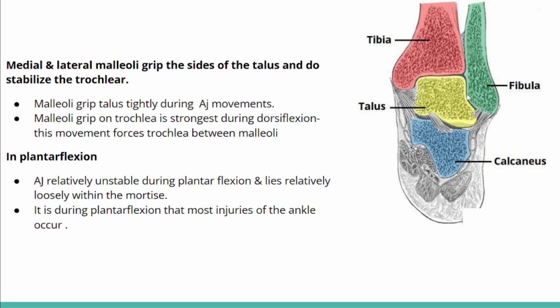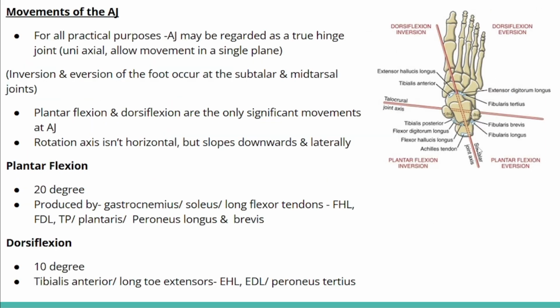That is why when it comes to ankle joint injuries, the injuries most commonly happen during the plantar flexion of the joint. For all practical purposes, the ankle joint may be regarded as a true hinge joint. It means the movements occur uniaxially around a single plane. You may have heard about the inversion and eversion of the foot. This does not occur at the ankle joint, but at the subtalar and mid-tarsal joints. These joints belong to the joints of the foot. I will discuss these foot joints in another video. So plantar flexion and dorsiflexion are the only significant movements that occur at the ankle joint.